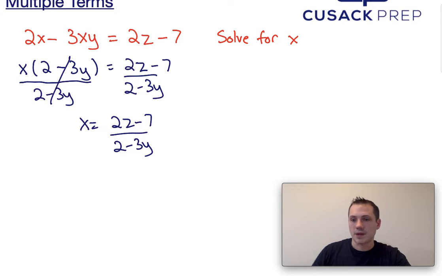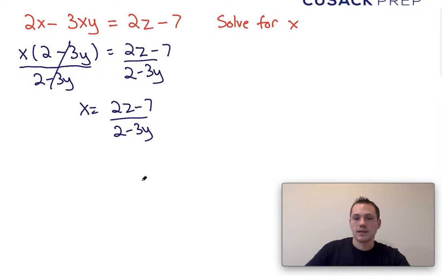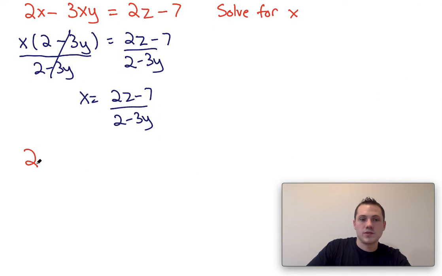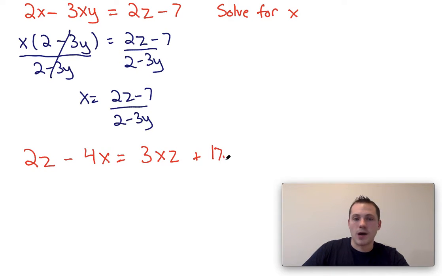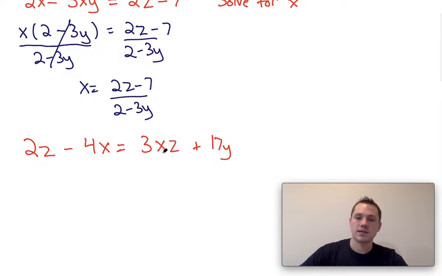Let's try another problem. Let's say we had 2z minus 4x equals 3xz plus 17y. Now, in this problem, all of our terms that have x aren't on the same side, so I'm going to bring them all to the same side. I'm going to move all my x terms to the right side, and all my terms that don't have x, I'm going to move over to the left side.